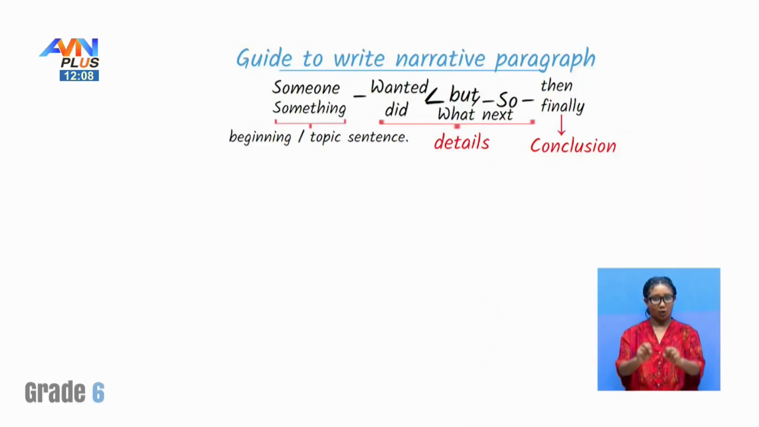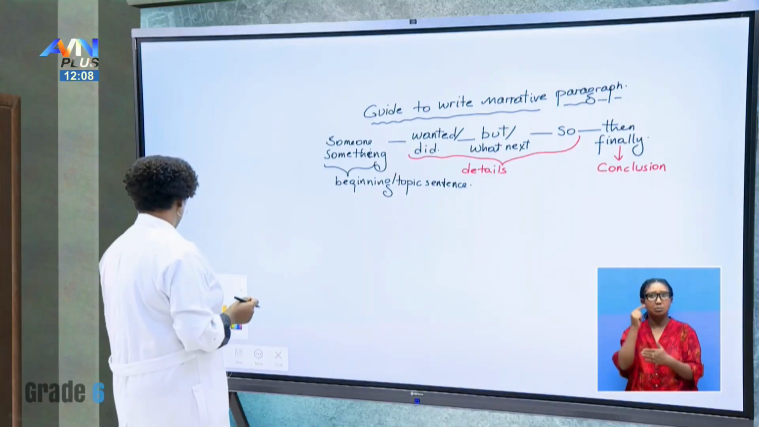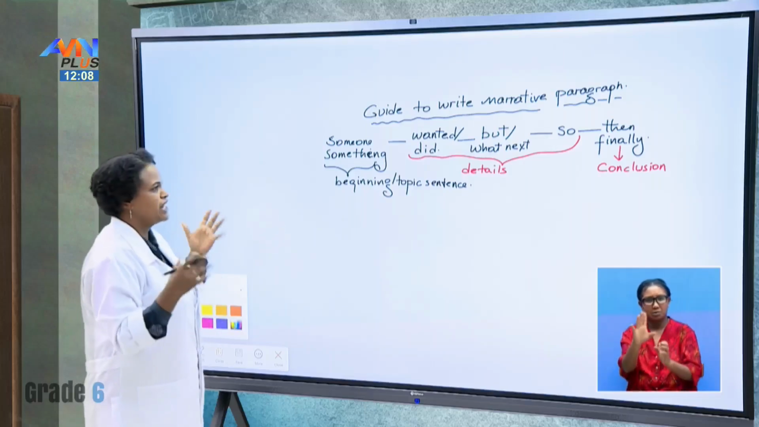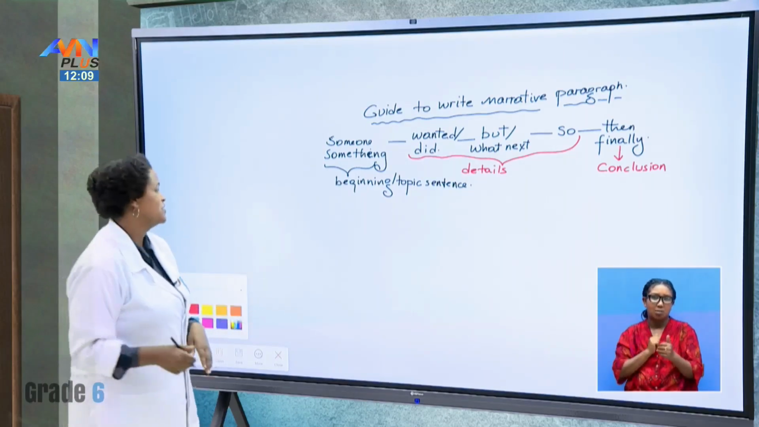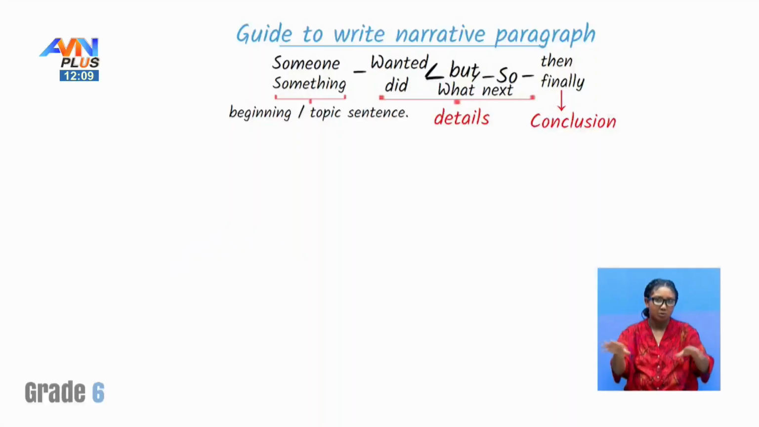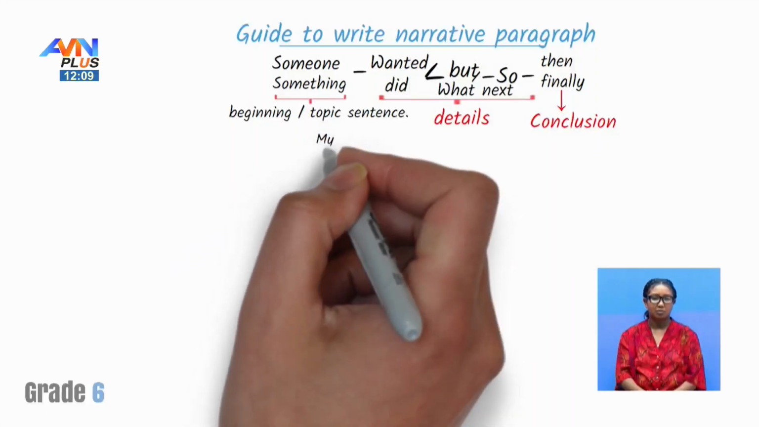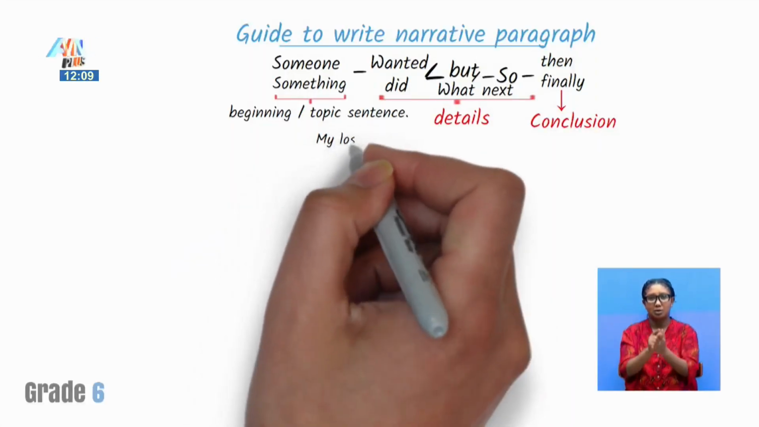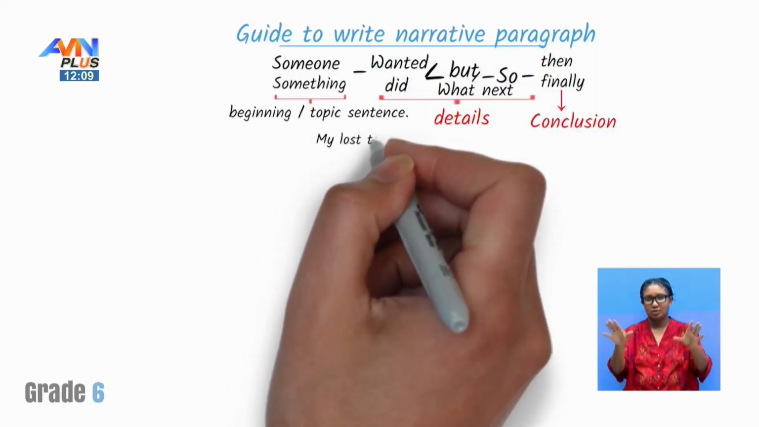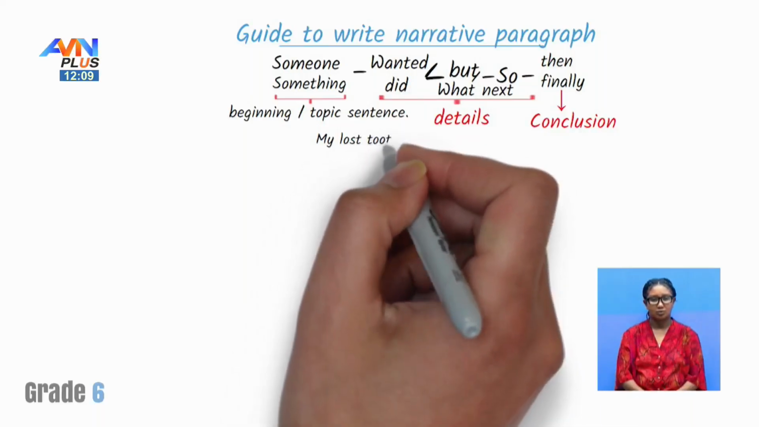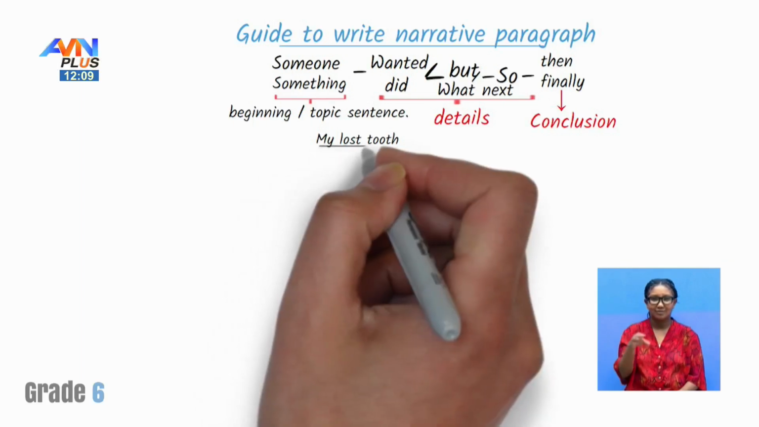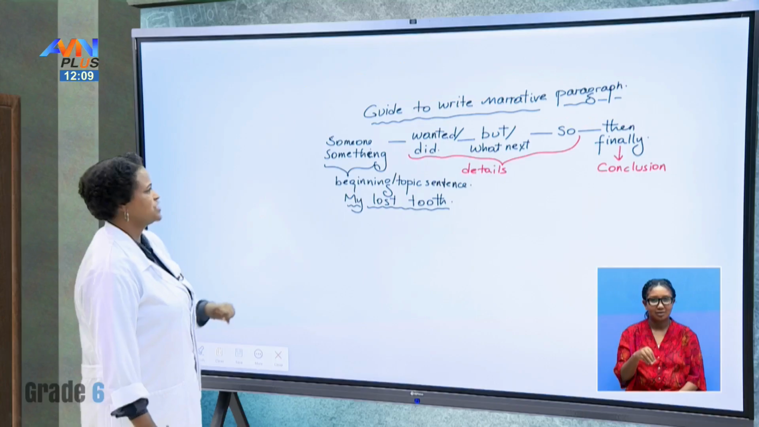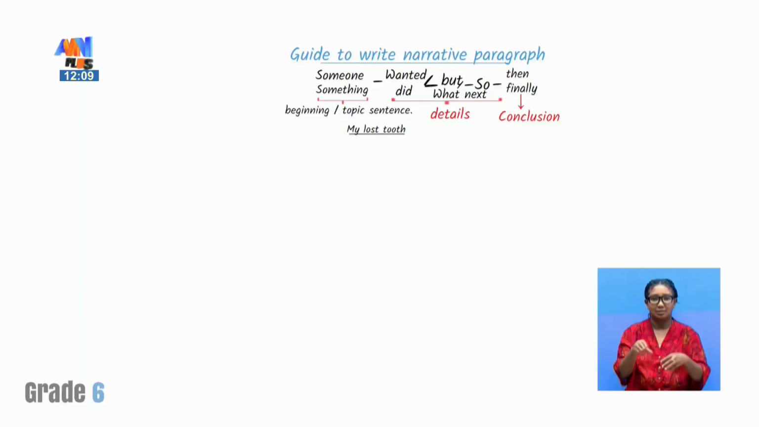Okay, let's think of something. What do you want us to write? Just come up with any title. Let us say simply, my lost tooth. Now, my topic is, or my title is, my lost tooth. This is a common experience of you. Yes? Yeah, my lost tooth. Now, let's get on the table.